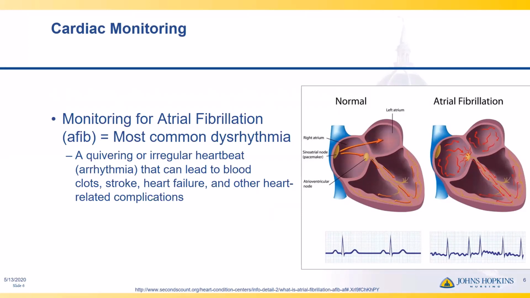About 15 to 20% of people who have strokes have this heart arrhythmia. And since this arrhythmia increases the risk of forming clots, it's going to increase the risk of having a stroke. About 35% of people with atrial fibrillation will actually suffer a stroke.